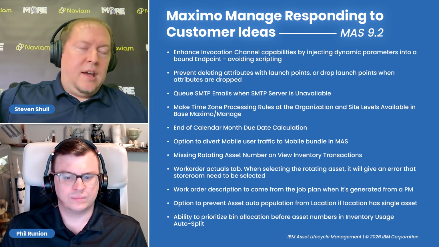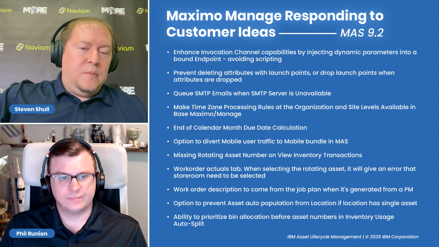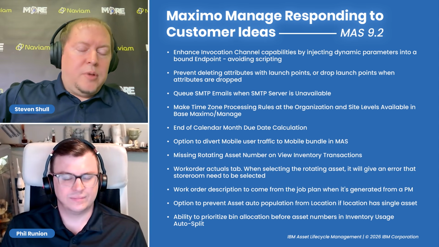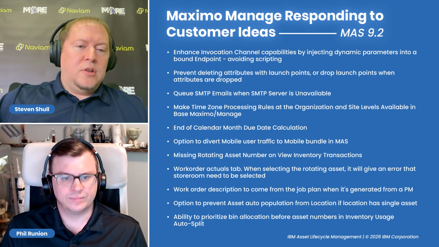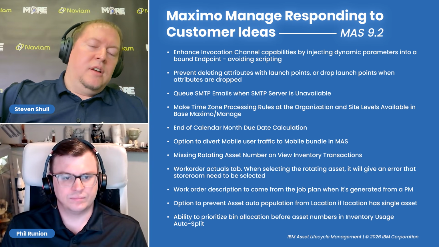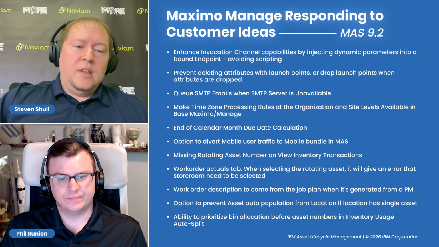If the PM didn't have a description and you wanted the job plan description, if you leave the PM description null, it will use the job plan description. But we always encountered some customers that really wanted the job plan description to always be on the work order. They didn't care that it was triggered from a PM.